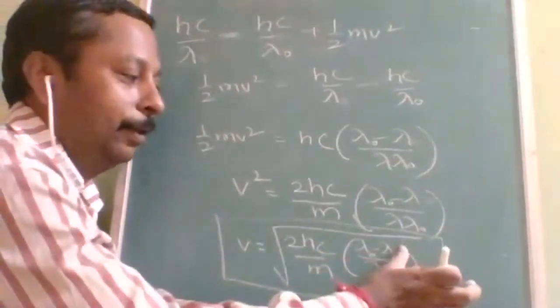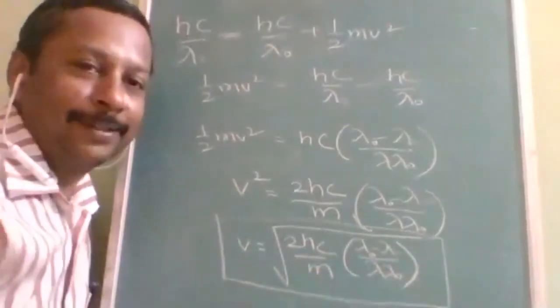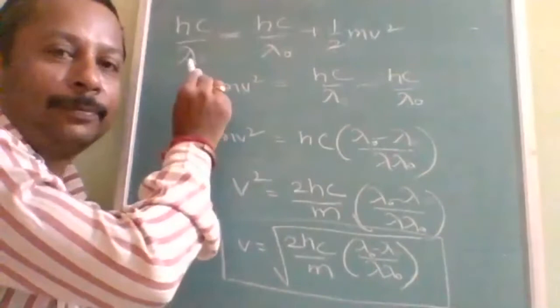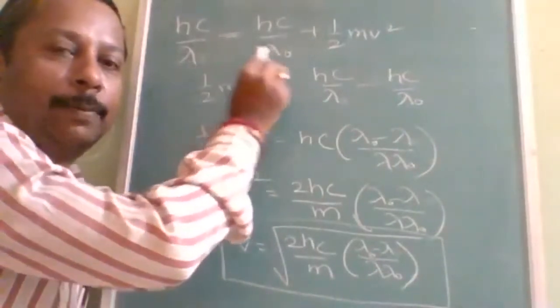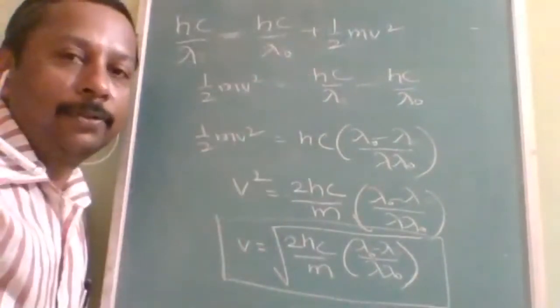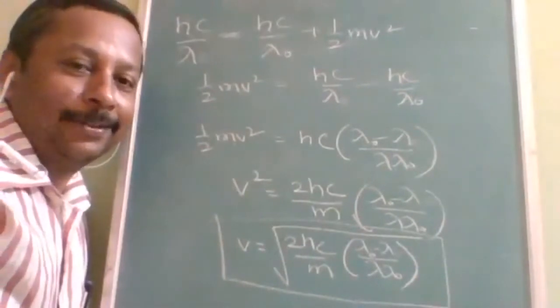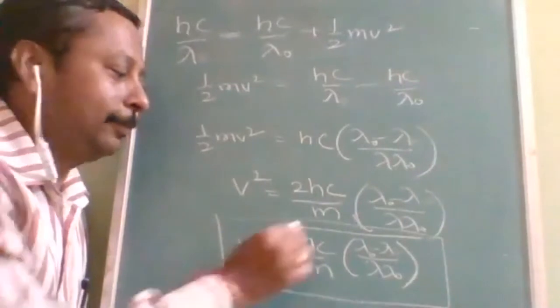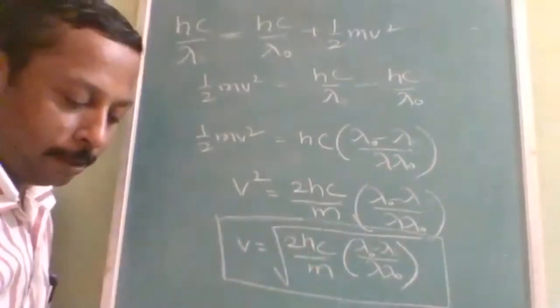See, overconfidence is always dangerous or not? So I was overconfident. Okay. Incident wavelength should be here. Threshold wavelength should be here. Okay. So this is a live example. Overconfidence kills you. Okay. So as per this, which option is correct?